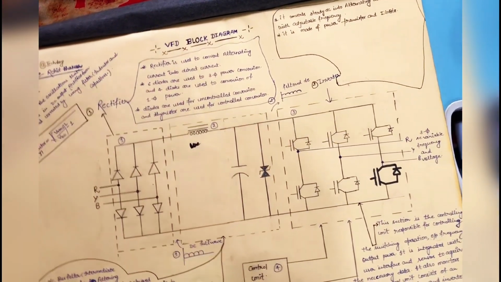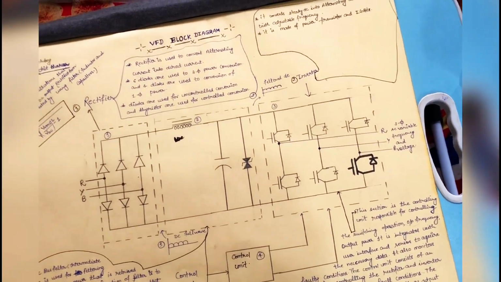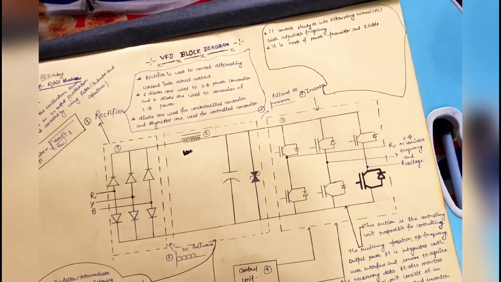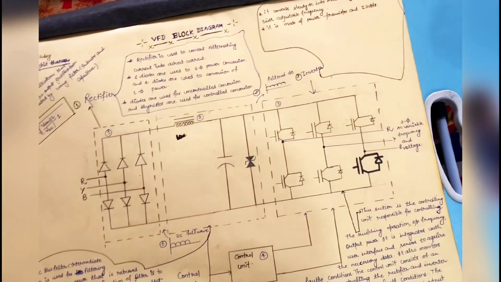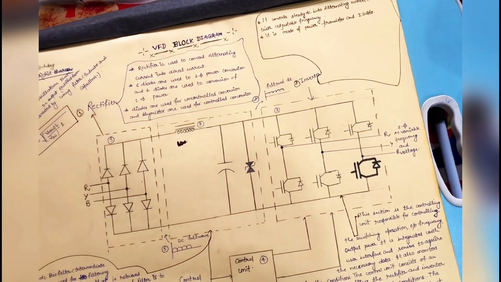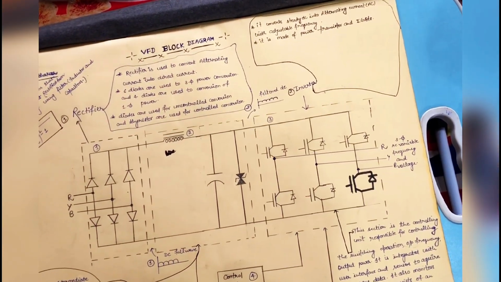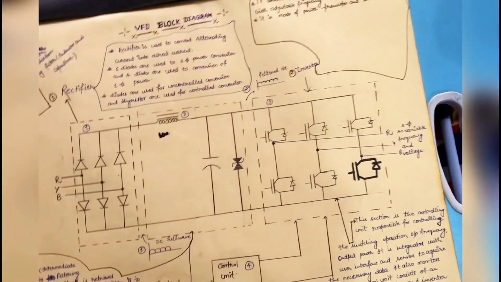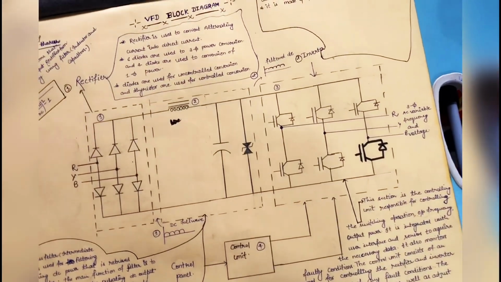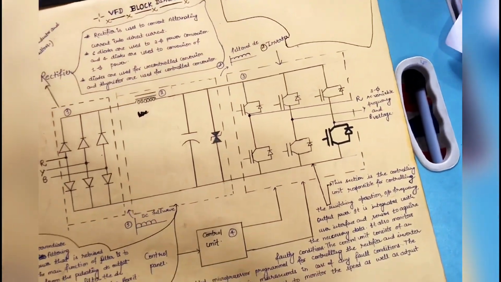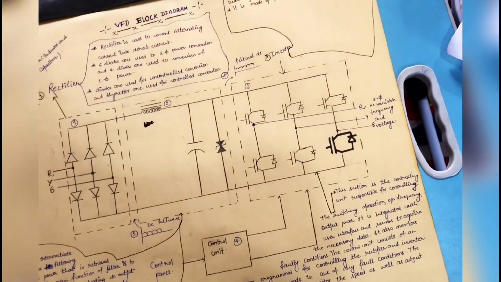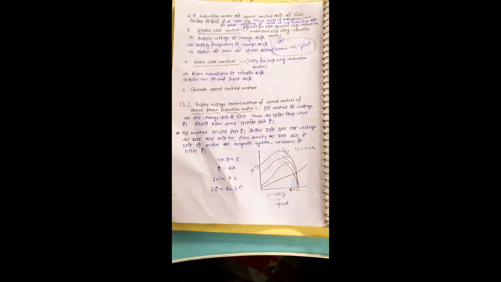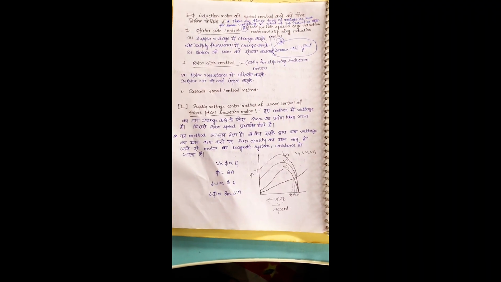Second one is rotor side control. This method is used only for slip ring induction motors, in which first one is by changing the magnitude of rotor resistance. Second one is by injecting EMF in the rotor circuit. Third is the cascade speed control method. So let's start one by one.